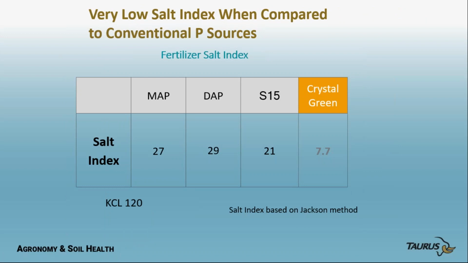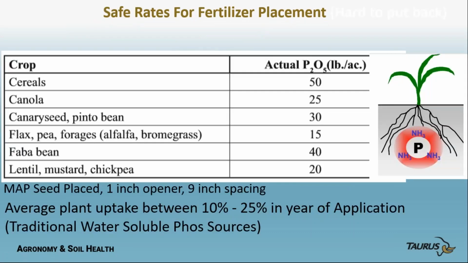I throw this in here just to show you that you want to be careful on how much you put in the seed row because of salt indexes. One of the advantages we have with Crystal Green is the salt index is low, so we get very little impact on any kind of seed mortality or salt index problems with pulling water out of the seed and any toxic effects that you might get from a fast release of say ammonia from any one of these products.